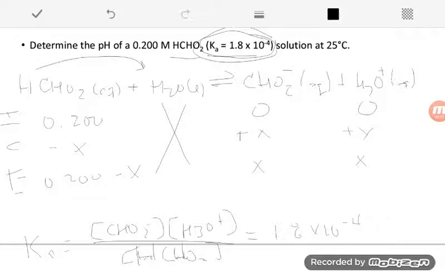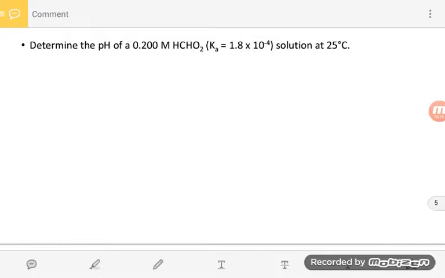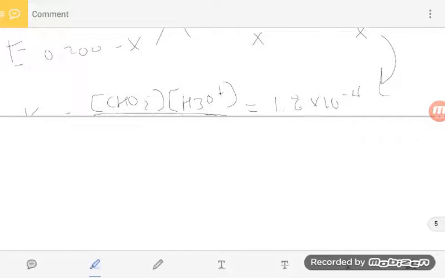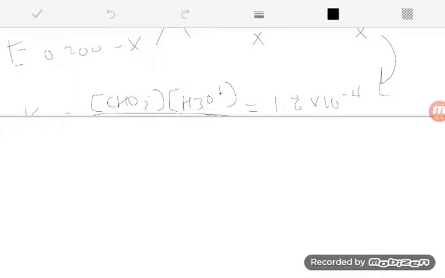Okay, now that we filled out the equilibrium row, we're going to go ahead and plug it in down here. So let's free up a little more space. I'm going to scroll down. Alright, so now we have this K expression. I had HCHO2 down here. There we go. So we're going to plug in my products.